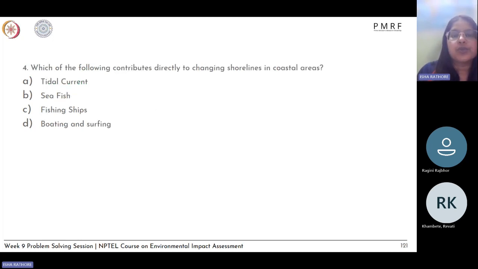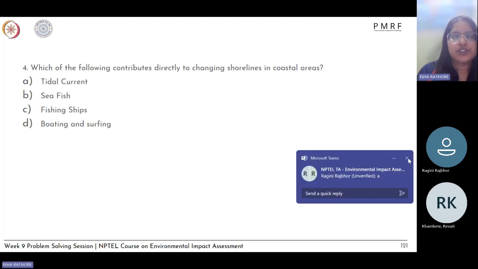So, which of the following contributes directly to changing shorelines and coastal areas? A, tidal current. B, sea fish. C, fishing ships. D, boating and surfing. Which of the following contributes directly to changing shorelines and coastal areas? So, the keyword is directly. So, it is a direct contributor to changing shorelines.